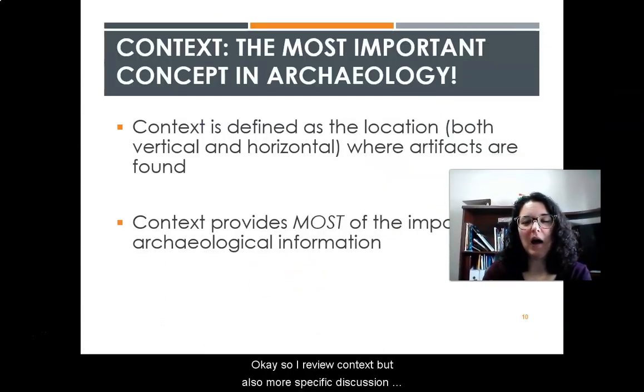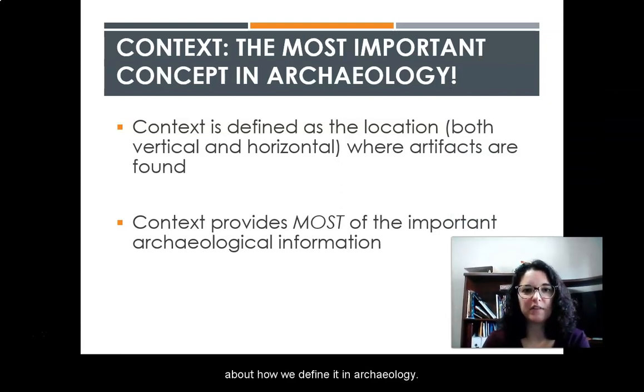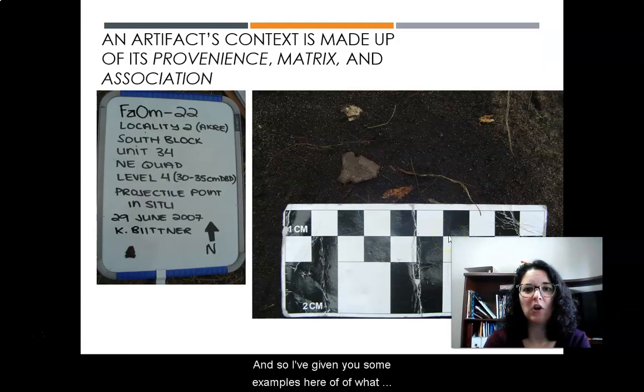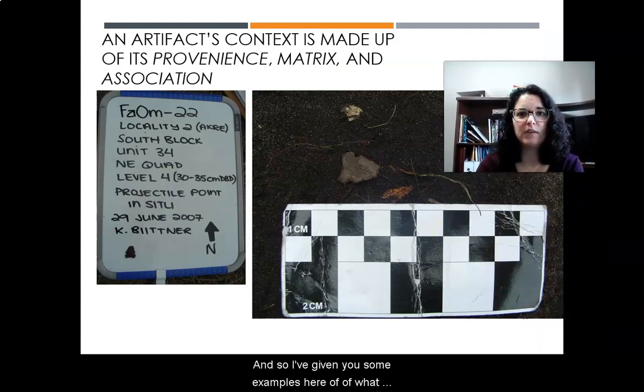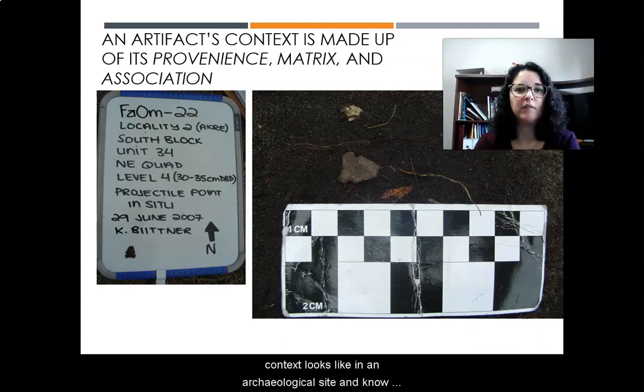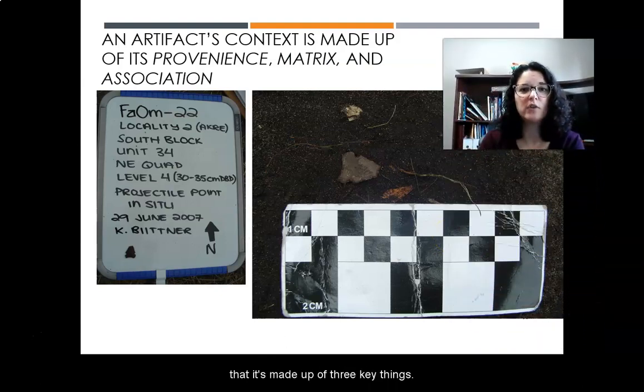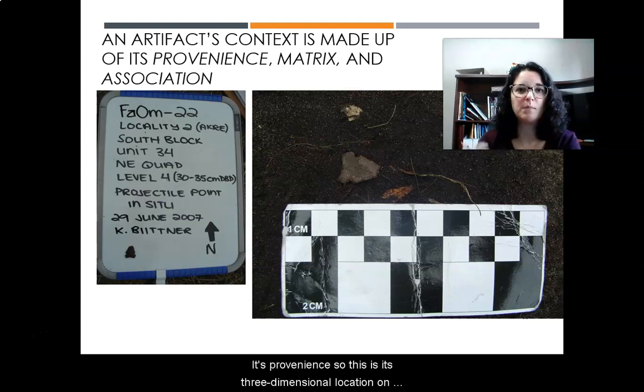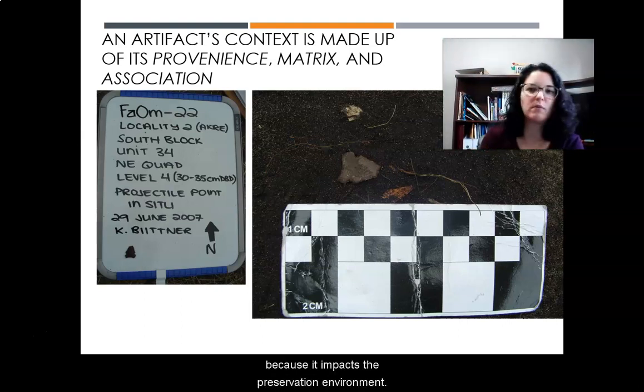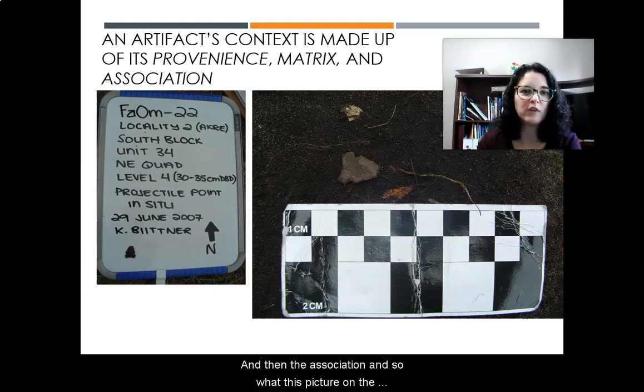So, a review of context, but also a more specific discussion about how we define it in archaeology. I've given you some examples here of what context looks like in an archaeological site, and know that it's made up of three key things. It's provenience, its three-dimensional location on the surface of the earth. We have the matrix, which is the sediment or other material surrounding the artifact. This is important to identify because it impacts the preservation environment.